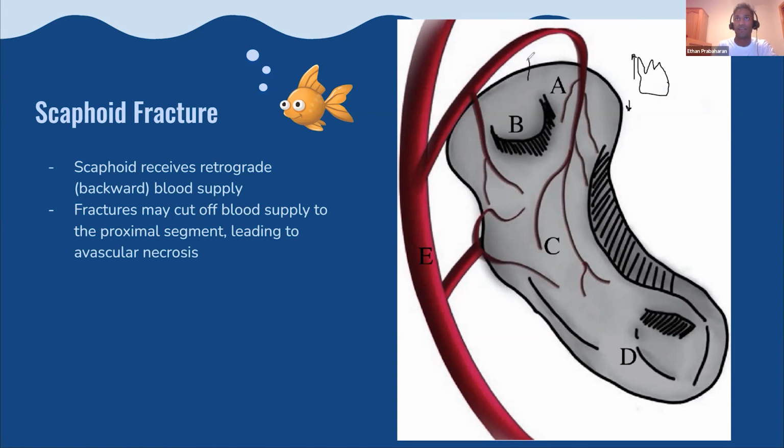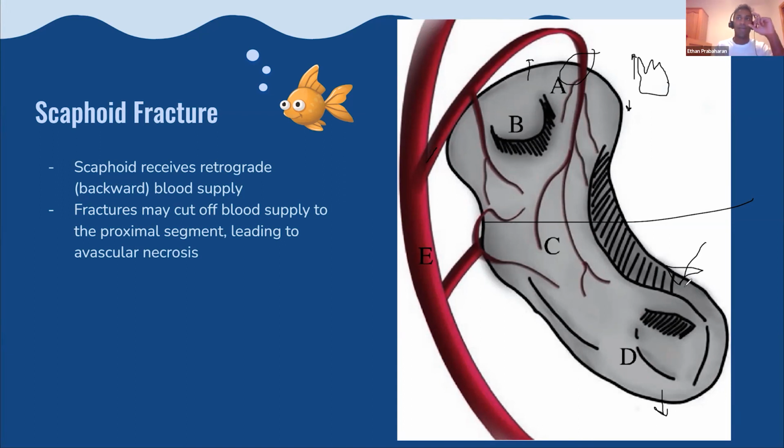So this area is the distal area, and this area down here is the proximal area. So when we say retrograde blood supply, we mean that the blood actually starts distally and actually runs backwards proximally. So the blood in the scaphoid runs distal to proximal. And why is that important? Well, if we fracture the scaphoid here, then sure, we'll still have blood supply to the distal fragment, but there's no real blood vessels to this section of the scaphoid, this proximal section of the scaphoid.